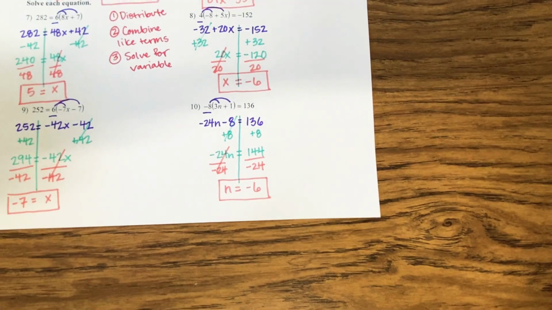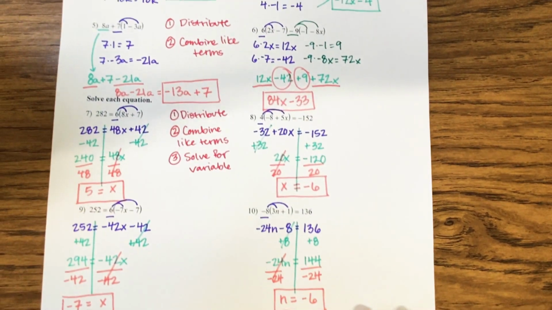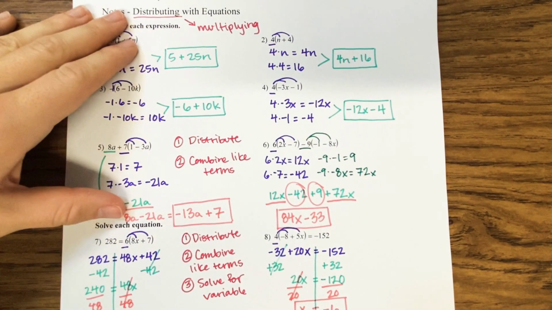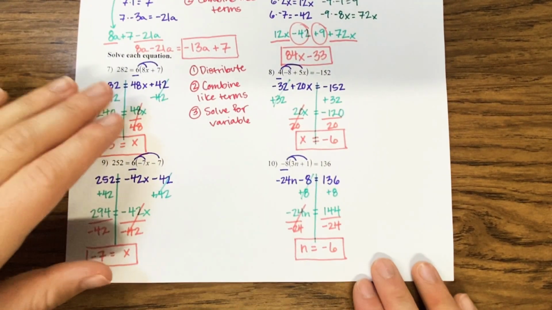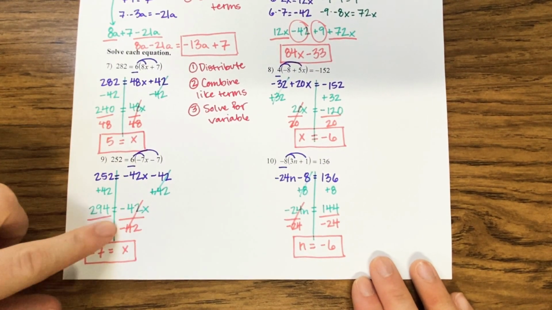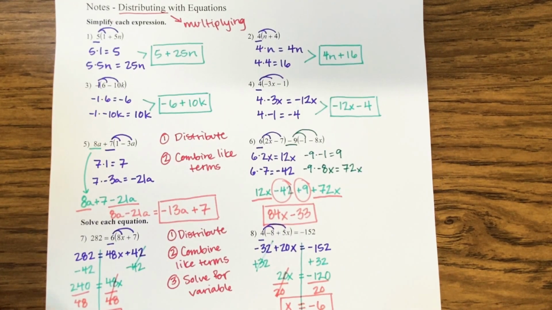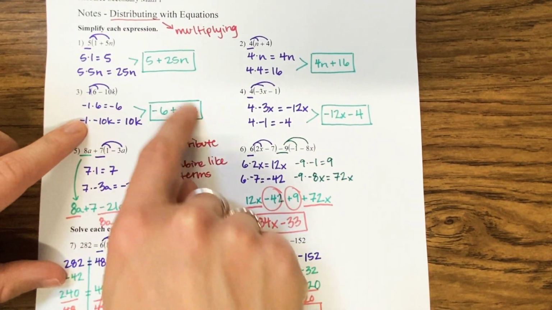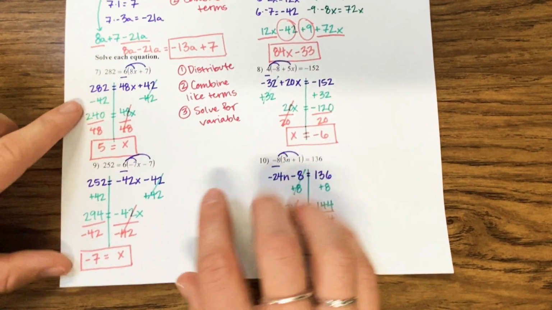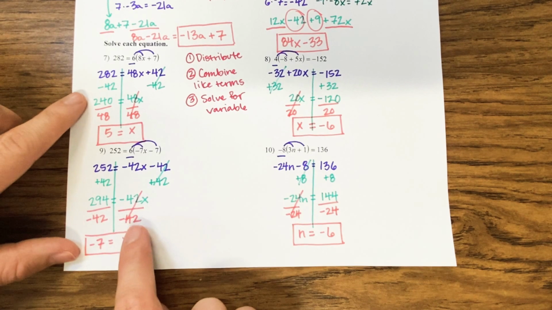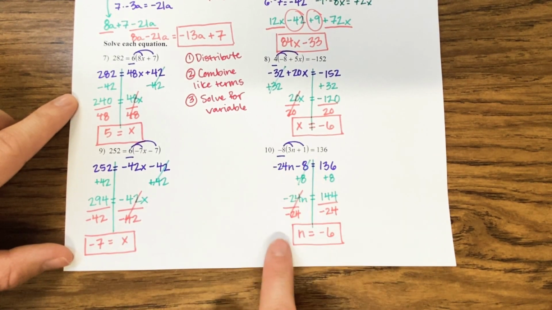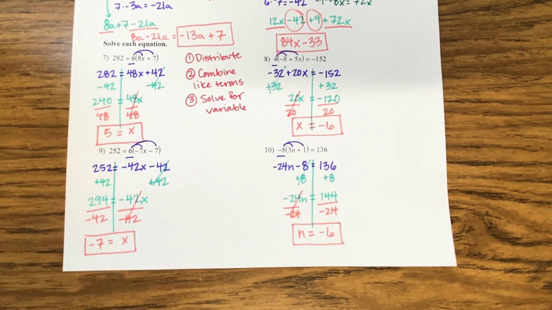Okay, so today we worked on more distributing. The first 6, we did expressions. The last 4 we solved because they were equations. When they are expressions, you're going to get just a smaller math sentence. When they're equations, you're going to get an x equals, or n equals, whatever variable they're using.